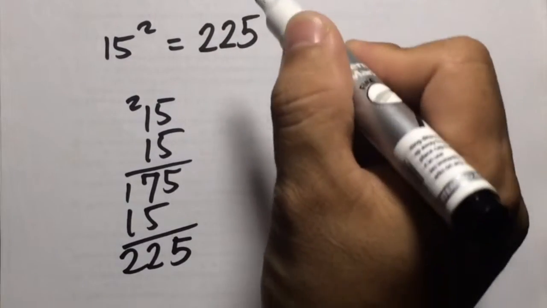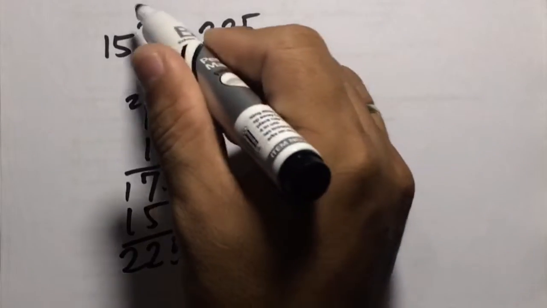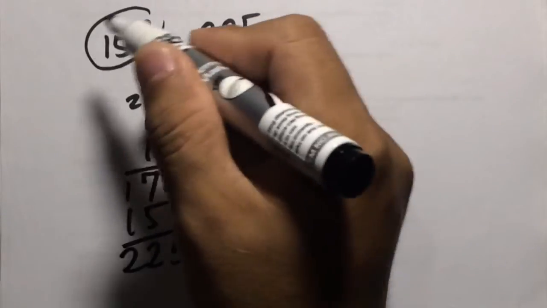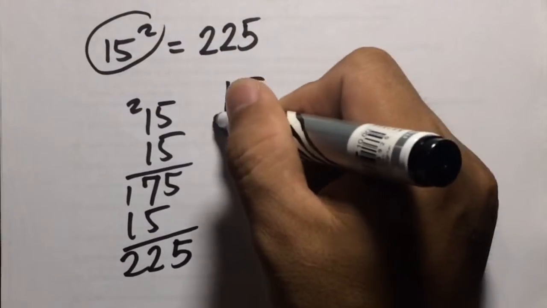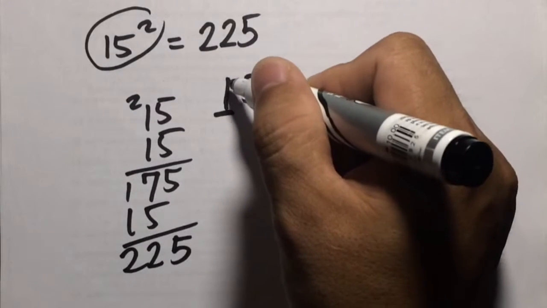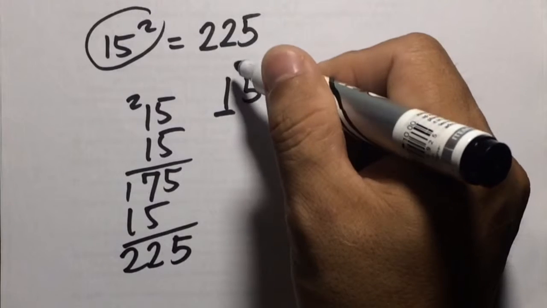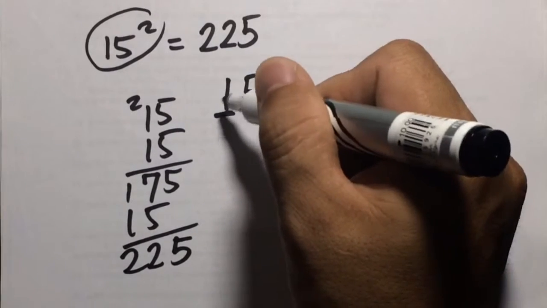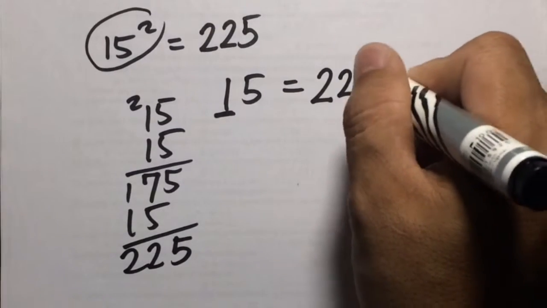Now, if we're going to use the shortcut method in finding the square of a number that ends with 5, what we're going to do is look at the first number. In 15, the first number is 1. After looking at the first number, you're going to multiply this 1 by its next number. After 1 will be 2. So we're going to have 1 times 2 will be 2. Then you will just add 25.